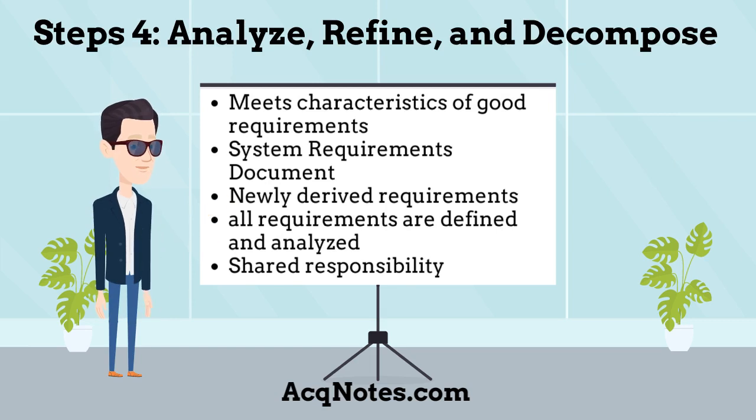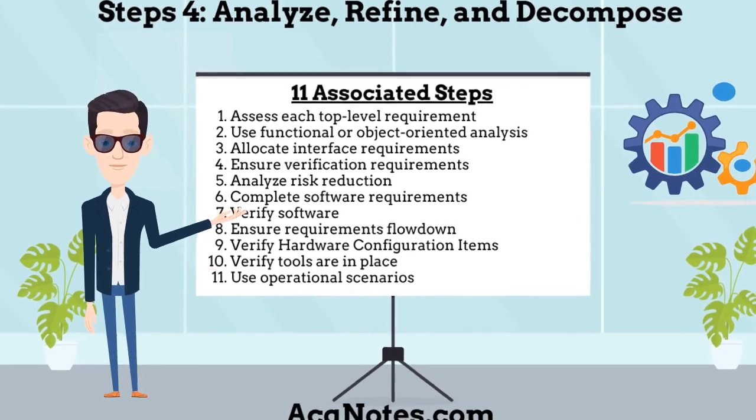The 4th step in the requirements development process is to analyze, refine, and decompose requirements. In this step you examine each requirement to see if it meets the characteristics of a good requirement. Each requirement is then decomposed into a more refined set of requirements that are allocated to subsystems and documented in the system requirements document. Newly derived requirements are expected to emerge from this process, which continues until all requirements are defined and analyzed. Requirements analysis, refinement, and decomposition is often a shared responsibility between the Acquisition Program Management Office and the development contractor. There are 11 steps associated with Step 4.